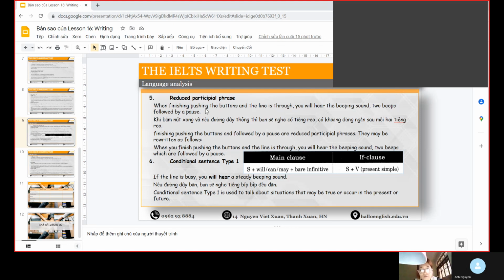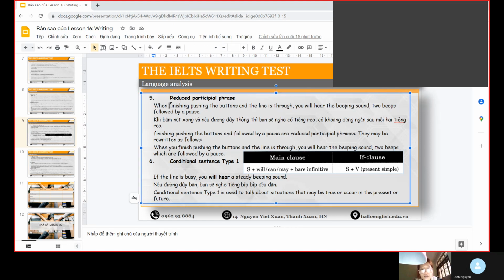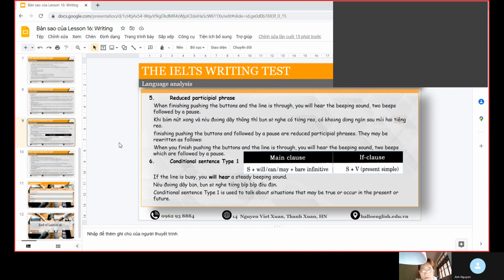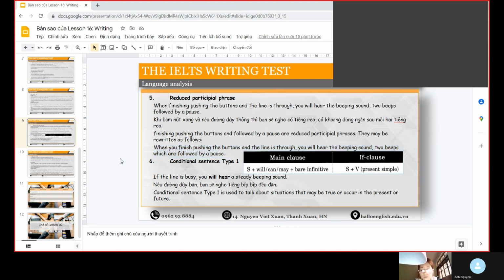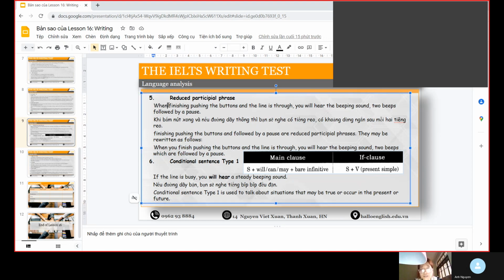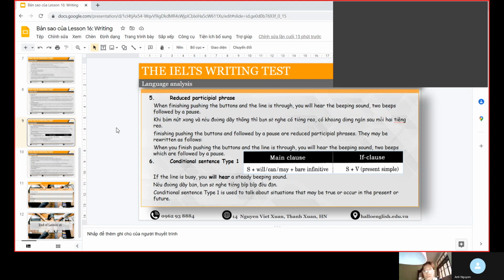Using these phrases is not wrong grammatically. Moreover, using these phrases will help you save more time. In my opinion, it will help you save more time, especially when there are only a few seconds left to write before it is out of time. Writing all of this, "when you finish, you will hear 2 beats which are followed by the pause," would be a little bit too long. It will take your time. So write with these reduced phrases. I think it will help you save more time.